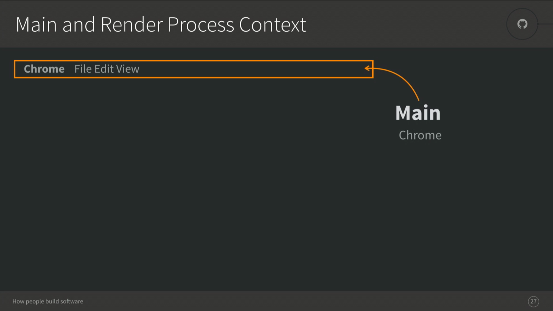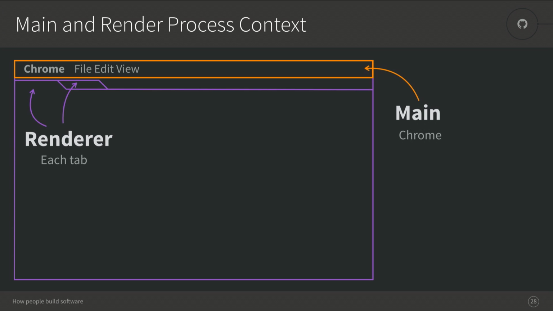Another way to sort of think about the main process and render process context is if you think about Chrome. If you have Chrome open and all of your tabs are closed, you're still going to see the Chrome at the top and the file edit view. That's like Electron's main process, right? That's the place where you can close your app, and it's where you can open new tabs. So when you're in Chrome and you open tabs, each one of those tabs is a separate render process. One tab doesn't know about the other tab. And so this is how it works in Electron 2. Each render process is its own process.